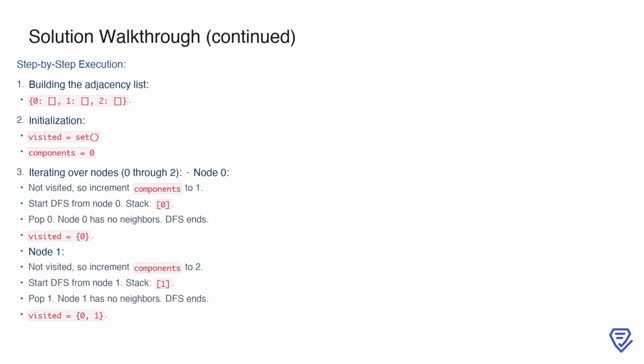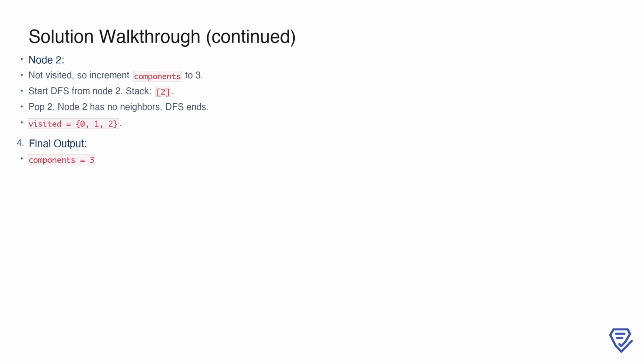Starting with node 0, it hasn't been visited, so we increment components to 1 and begin a DFS. Since node 0 has no neighbors, the stack contains just node 0, and popping it ends the DFS immediately. Now, visited equals {0}. Next, for node 1, it also hasn't been visited, so we increment components to 2 and perform another DFS. Again, since node 1 has no neighbors, the DFS ends right after popping node 1, and visited equals {0, 1}. Finally, we look at node 2.